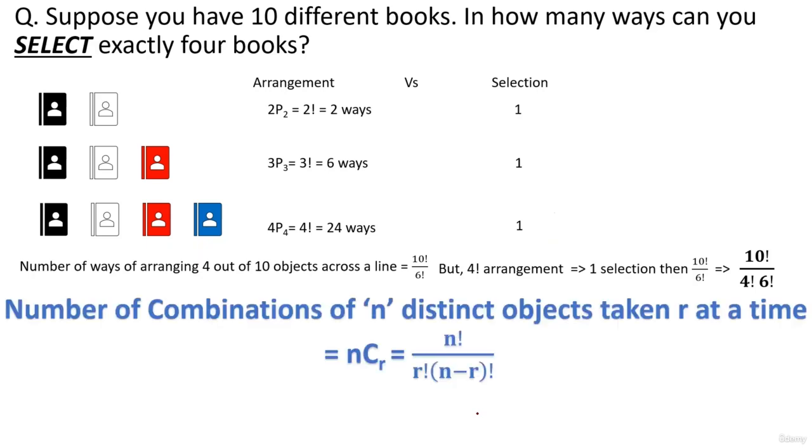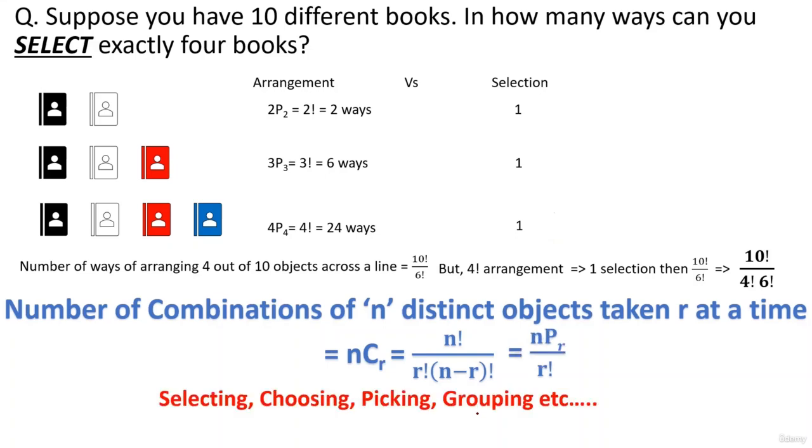So this is the number of combinations of n distinct objects taken r at a time. This is nCr, which is given by n factorial divided by r factorial into (n minus r) factorial. It is also nPr divided by r factorial. Guys, we use it whenever we are selecting, choosing, picking, grouping, etc. Wherever the order of the arrangement does not make a difference, wherever order does not matter, there we will always go for combinations. We will never go for arrangements in that case.